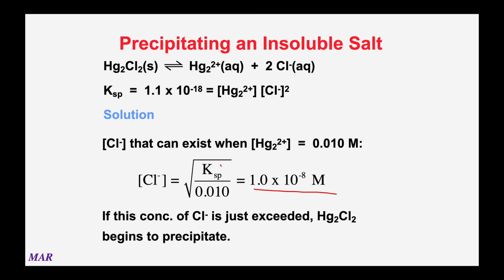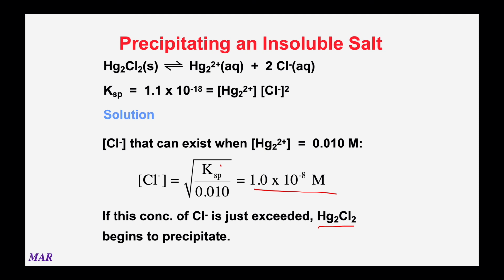And this number is actually pretty helpful to chemists, because once you go past that amount of chloride, you're going to start seeing insoluble Hg2Cl2. If you go to 1.01 times 10 to the minus 8th moles per liter chloride, you're going to see a solid. However, if you're only at 0.9 times 10 to the minus 8th molar, a little less than that, no solid is going to form. So that's the utility of this kind of thing.